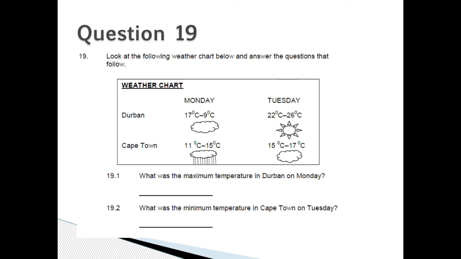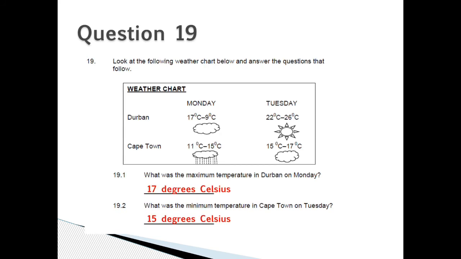What is the maximum temperature in Durban on Monday? And what is the minimum temperature in Cape Town on Tuesday? The maximum temperature in Durban on Monday is 17 degrees Celsius, and the minimum temperature in Cape Town on Tuesday is 15 degrees Celsius.